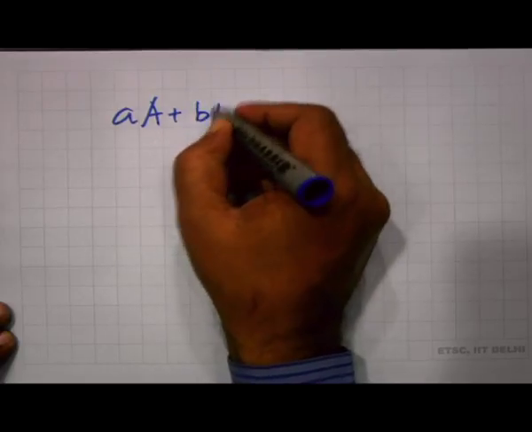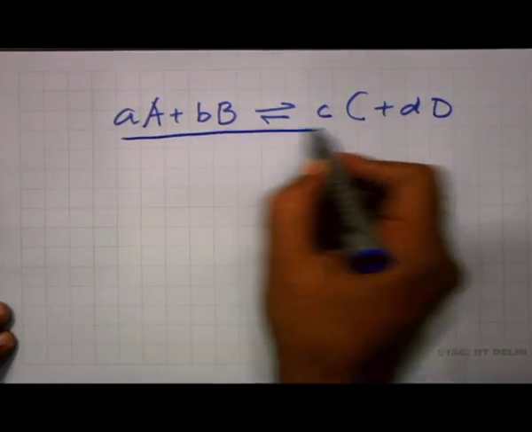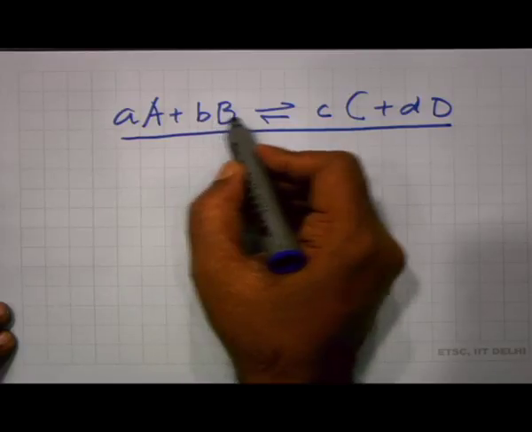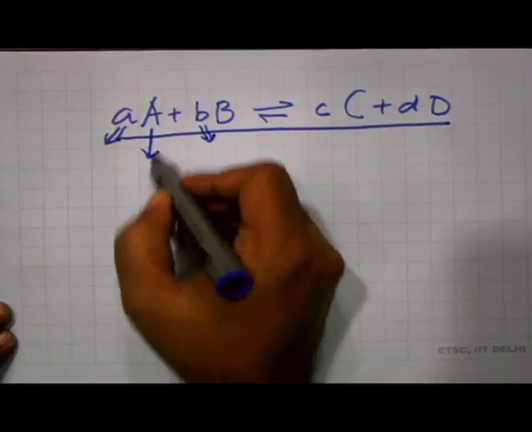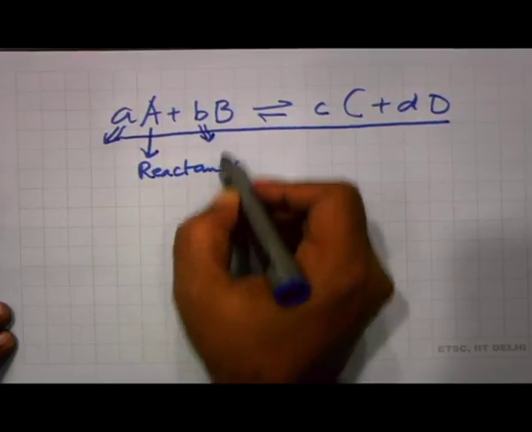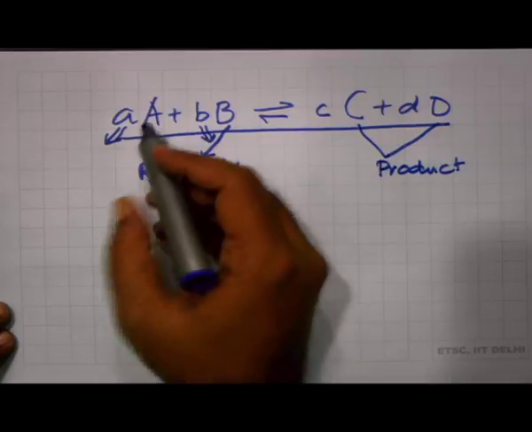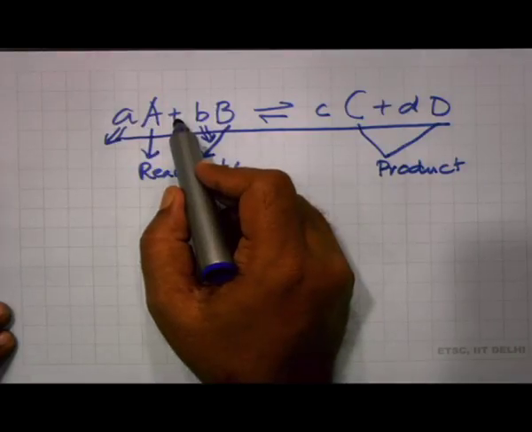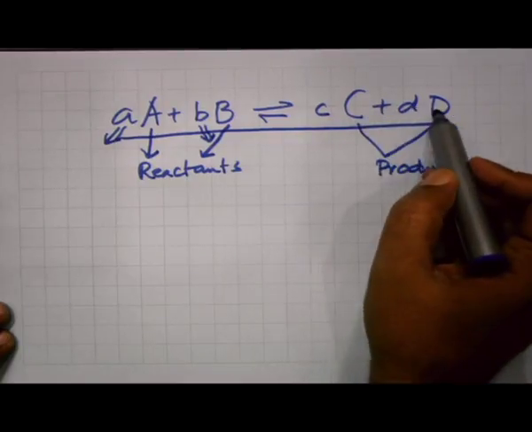Now for a general reaction, if you look at this reaction, what it means is a moles of reactant A react with b moles of reactant B. These numbers are the stoichiometry, and these are reactants. C and D are products. So, this reaction tells you that a moles of reactant A, when combined with b moles of reactant B, give you c moles of product C and d moles of product D.